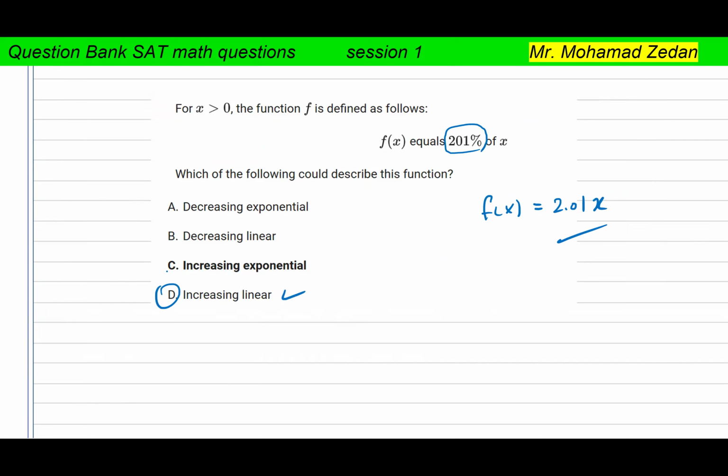The student that solves this question made it like this. This is a student's answer, and it is incorrect. The correct answer is increasing linear, because this is a linear function, ax plus b. In this case, b, the constant term, is equal to 0, no problem. But this is the shape of a linear increasing function. Increasing because the slope is bigger than 1.